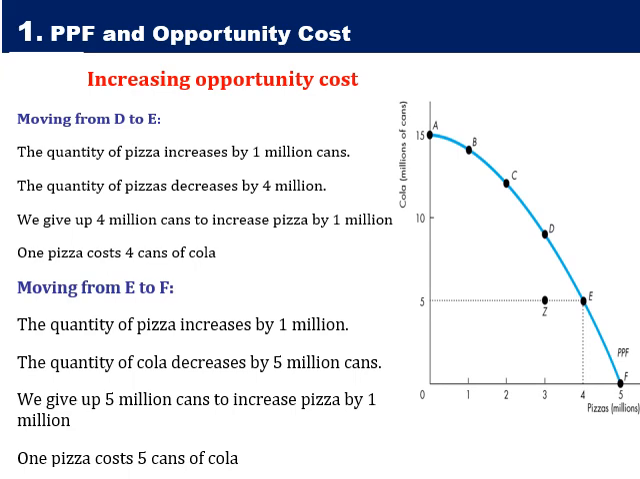Based on this analysis, we can see that opportunity cost is not constant, but it increases when we move further and further along the PPF. The question is, what are the reasons behind this increase in the opportunity cost?